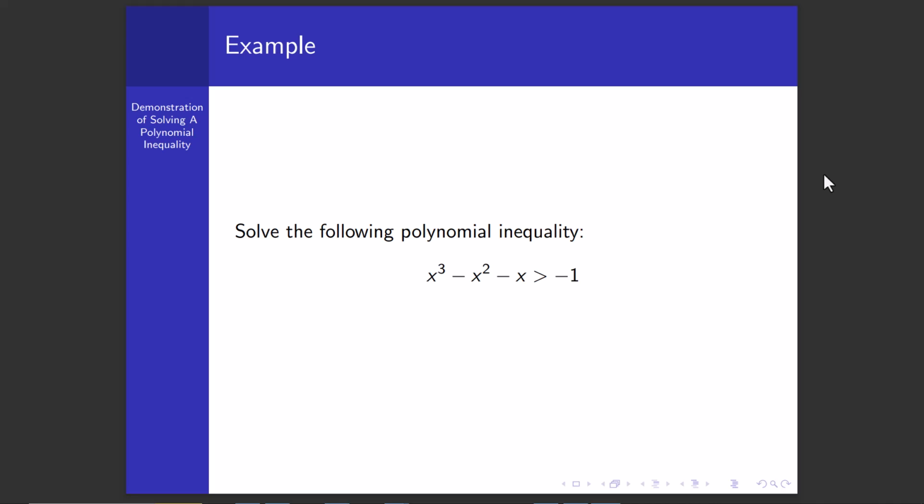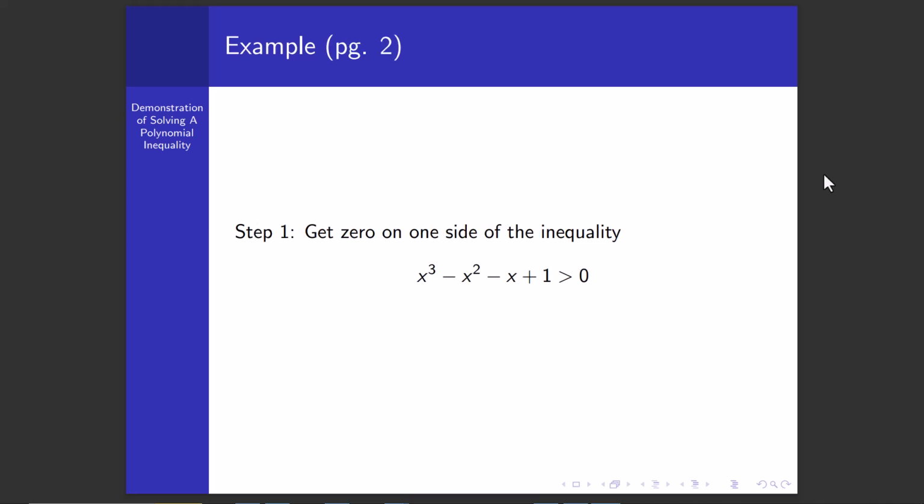So our example is going to solve the following polynomial inequality. X cubed minus x squared minus x is greater than -1. Our first step is to get 0 on one side of the inequality. So here we add 1 to both sides, and we have x cubed minus x squared minus x plus 1 is greater than 0.